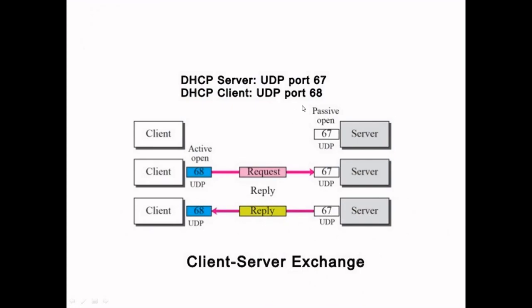The DHCP server uses two ports: 67, which is used on the server, and 68, which is used on the client, and it uses the UDP protocol. The client asks with port 68 and the server replies with port 67.